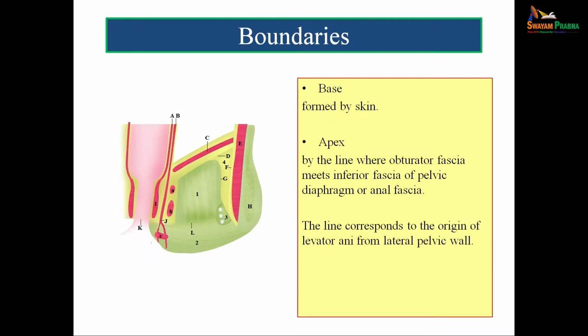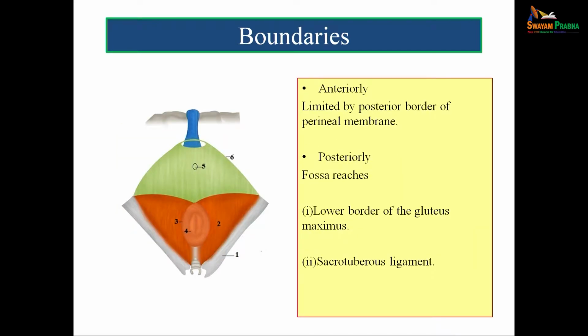In this particular slide, we are seeing the horizontal section in relation to the ischiorectal fossa. This is a surface view. In this surface view, we see the green area that represents the perineal membrane. So, anteriorly, the ischiorectal fossa is limited by the posterior border of the perineal membrane.